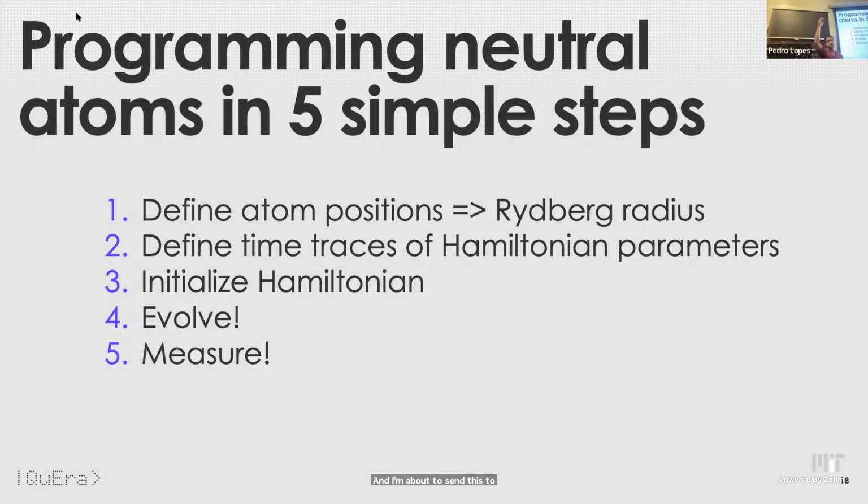There are 5 steps for this. First, choose where you put your atoms. Second, define the time dependence of your Hamiltonian. Third, fourth, and fifth are just the standard: initialize, evolve the Hamiltonian, measure. So 1 and 2 might be different. 2 is different because this is analog. 1 is different because you actually get to choose.